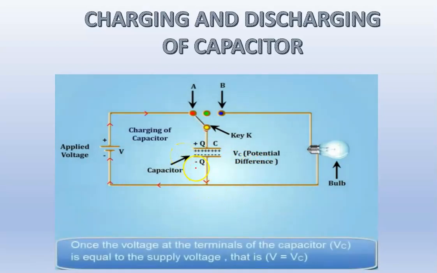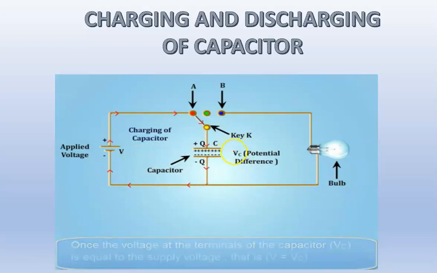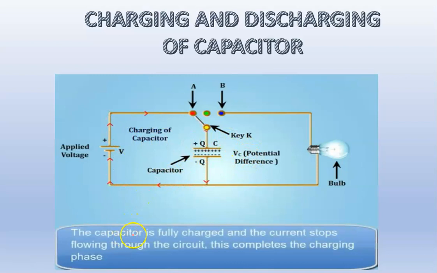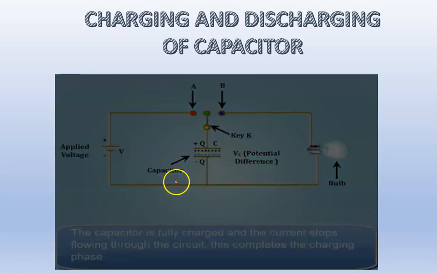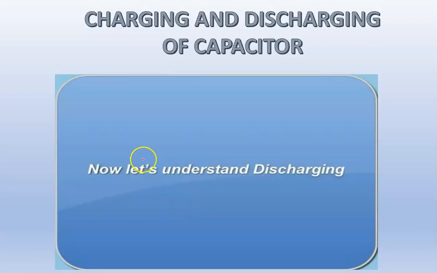Once the voltage at the terminal of the capacitor Vc is equal to the supply voltage, that is V is equal to Vc, the capacitor is fully charged and the current stops flowing through the circuit. This completes the charging phase. Now let us understand discharging.